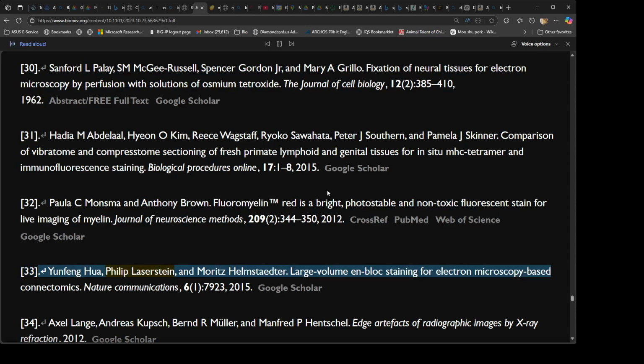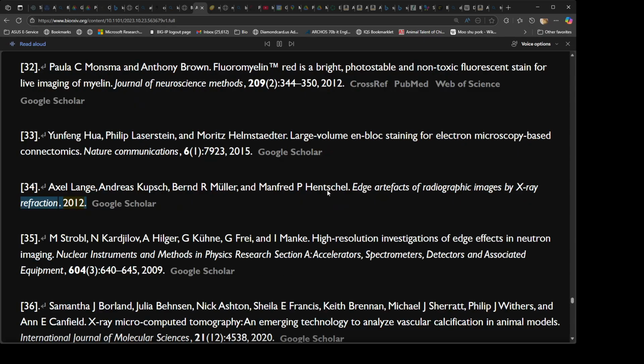Yunfen Hua, Philip Laserstein, and Moritz Helmstedter. Large volume en-bloc staining for electron microscopy-based connectomics. Nature Communications 6, 17923, 2015. Google Scholar. 34. Axel Lang, Andreas Kupsch, Bernd Muller, and Manfred P. Henschel. Edge Artifacts of Radiographic Images by X-ray Refraction, 2012.